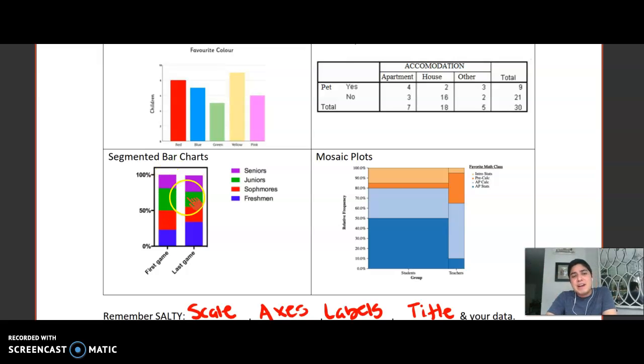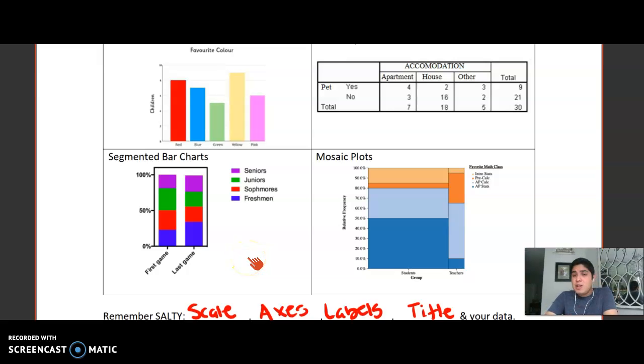And then we can actually compare the different groups across the different categories, right? So I can see that the number of freshmen increased at the last game. The number of sophomores decreased. The same goes for juniors, and seniors increased. So that data kind of tells us a little bit more about that. But the thing with bar charts and segmented bar charts is we assume that it's got the same sample size.